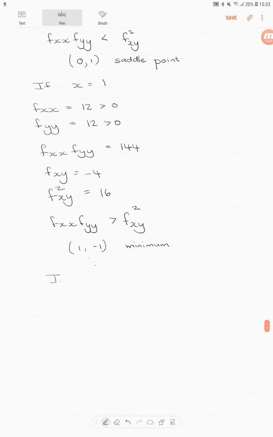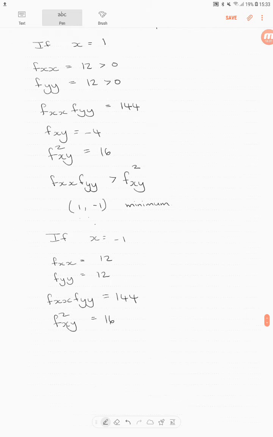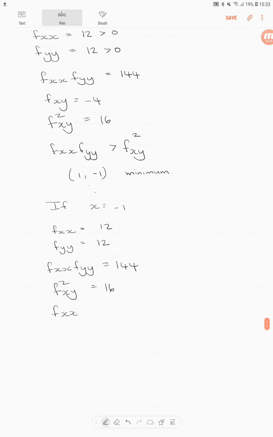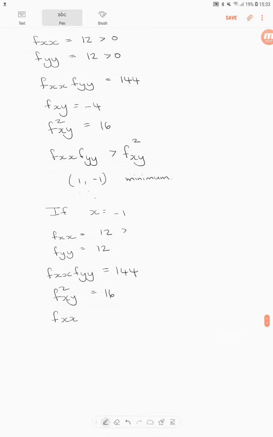And finally, if x is equal to minus 1, fxx is equal to 12, fyy is equal to 12, fxx fyy is equal to 144, fxy squared is equal to 16, so fxx is larger than 0, and fxx fyy is larger than fxy squared, so the point minus 1, minus 1 is a minimum.